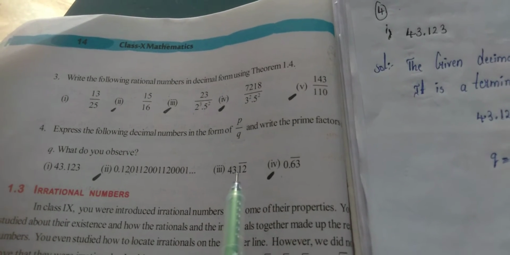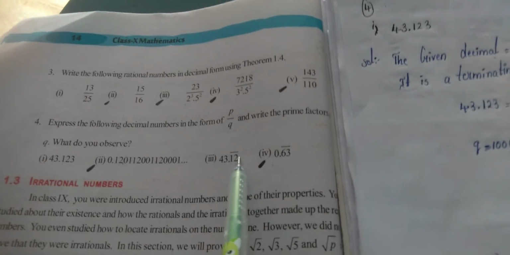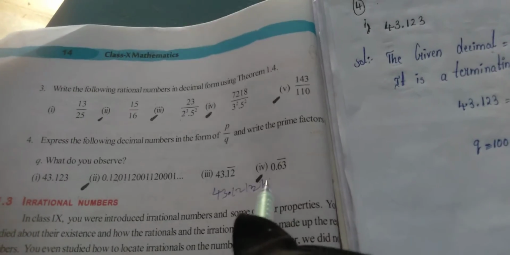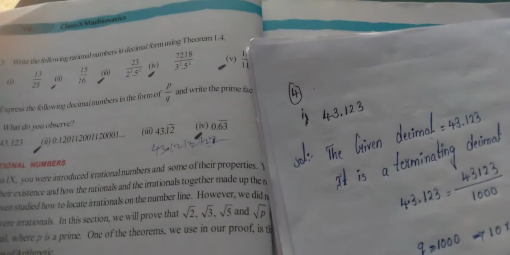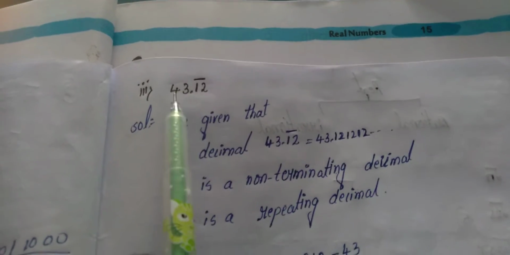Let's move on to the third question. What is it? 43.12 with a bar. Bar means it is repeated. 43.121212 is repeated and forms a pattern. The third one is 43.12 bar. Here is your answer.